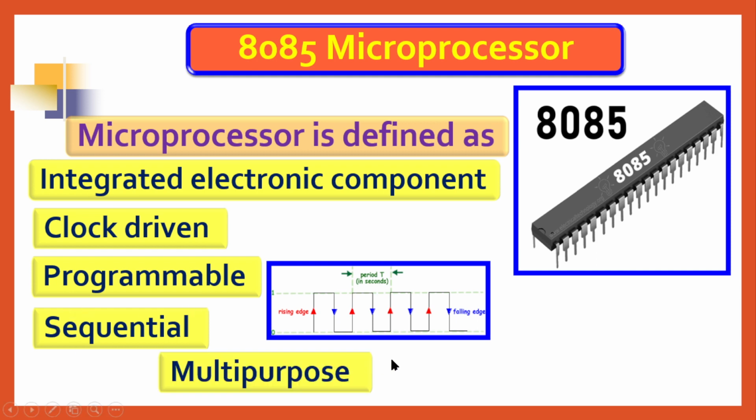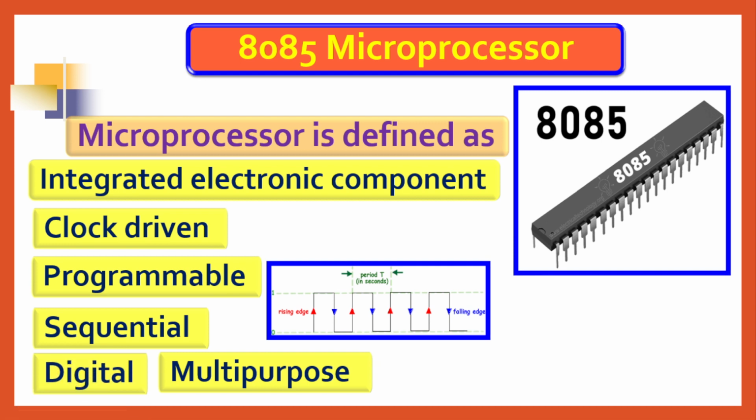Then, application-wise, it is a multi-purpose device, which means that we can design many applications, from household appliances, office appliances, to networking. We can list a number of applications for the microprocessor. Even in our calculators, a microprocessor is used. That's why we call it multi-purpose.